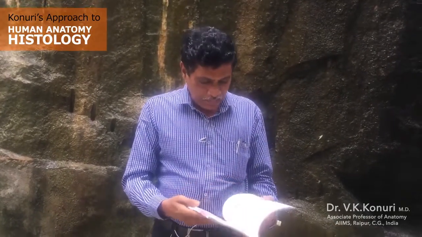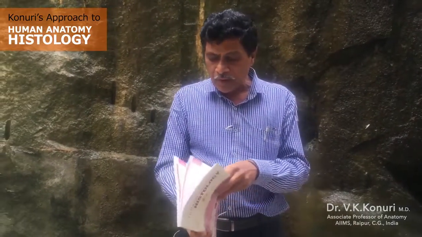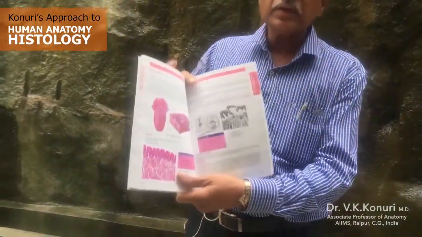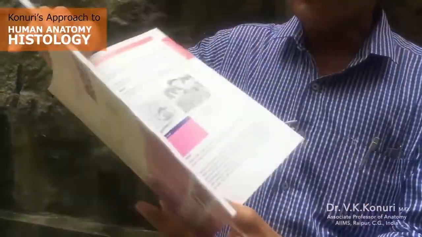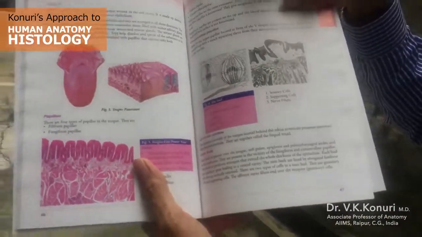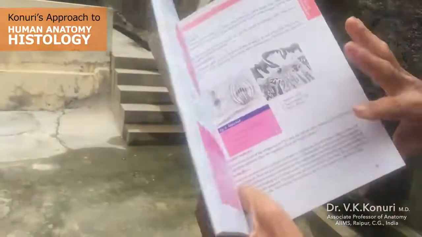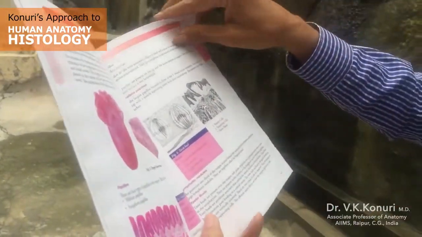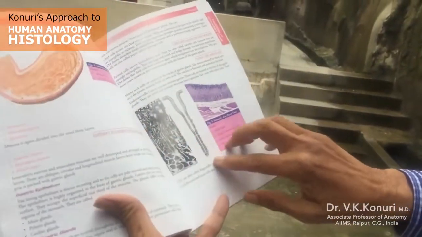Then the next important problem which I have tried to solve in this book is, throughout the book we have given three types of pictures. The first type of picture is the color picture of the particular histology. This is the color picture which the student sees in the microscope. Then we gave the same picture in black and white.